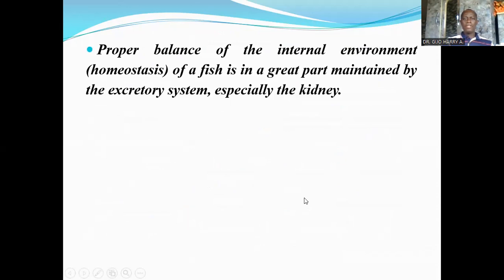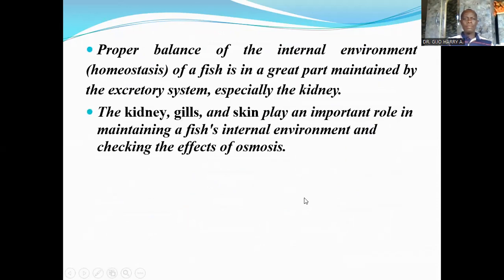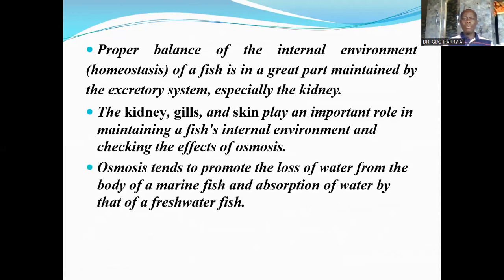I want to look at how the fish carry out homeostasis. Proper balance of the internal environment, or homeostasis, of a fish is in great part maintained by the excretory system, especially the kidney. The kidney, gills, and skin play an important role in maintaining a fish's internal environment and checking the effects of osmosis. Osmosis tends to promote the loss of water from the body of marine fishes and absorption of water by that of a freshwater fish.